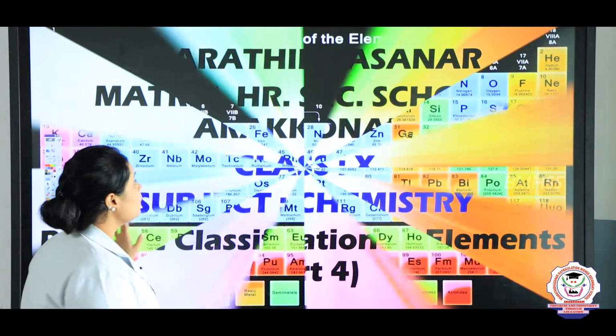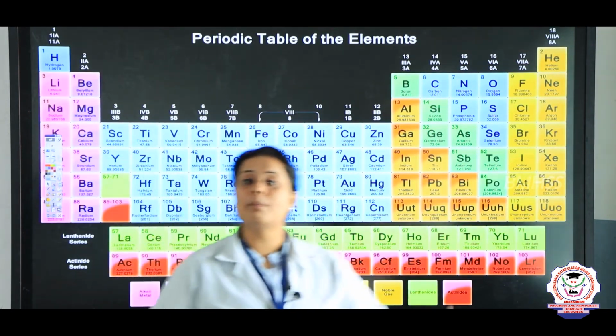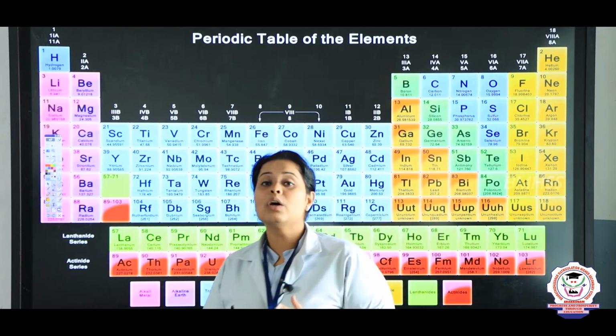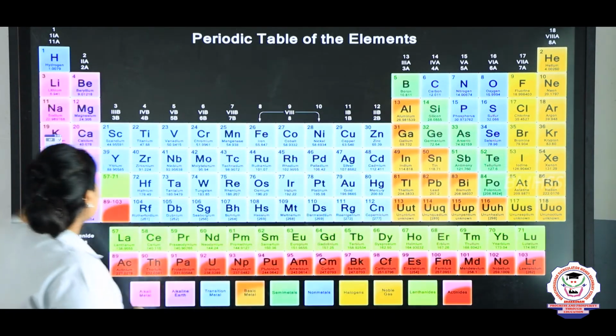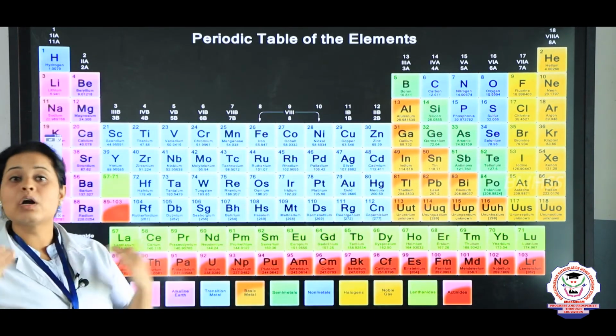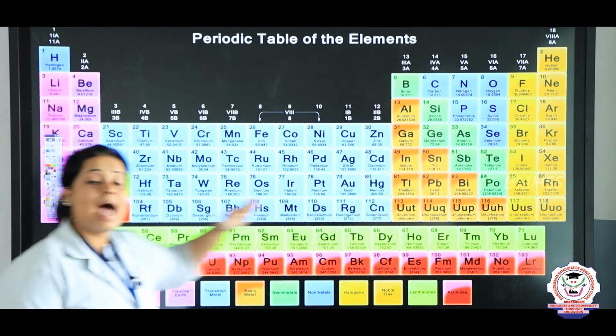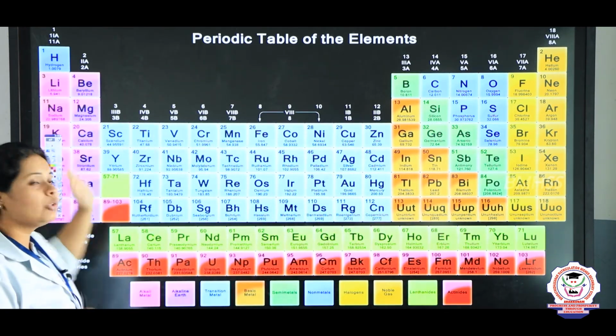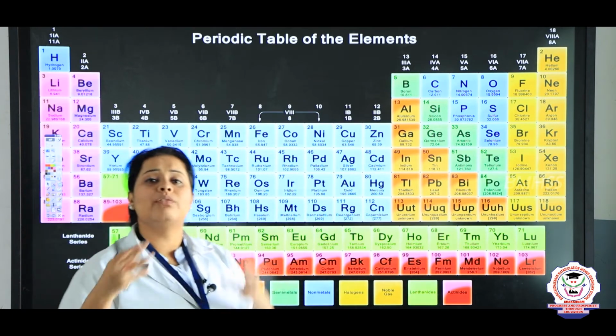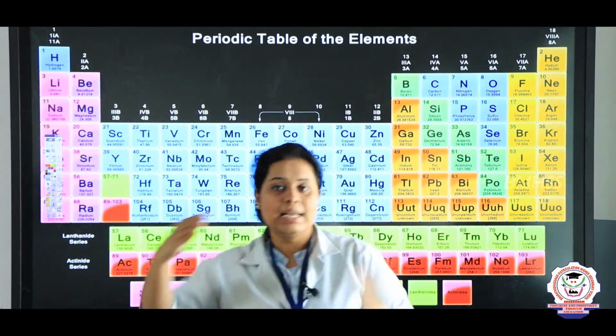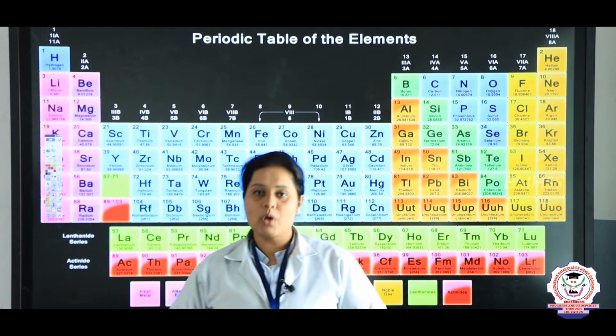So children, in the previous class we have studied about the periodic table in brief. We got to know that in the periodic table there are rows and columns. There are 18 columns and 7 rows, and according to that only all the characters of these elements will differ from left to right and top to bottom.